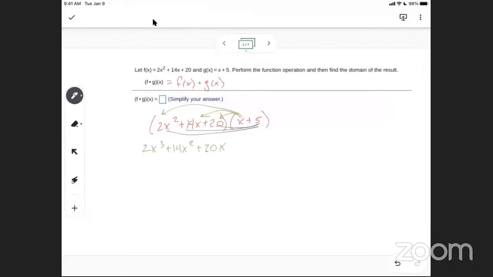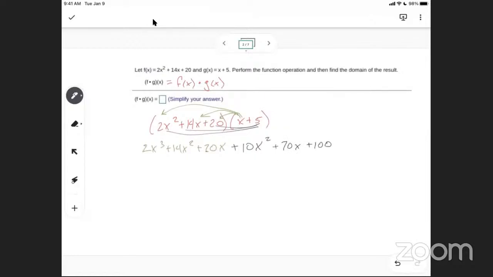All right, back to this. Sorry about that. So 5 times 2x squared is, I don't know why that made me think about football. Does that make any sense whatsoever? No, it doesn't. 5 times 14x is 50 plus 20, which is 70x. 5 times 20 is 100.